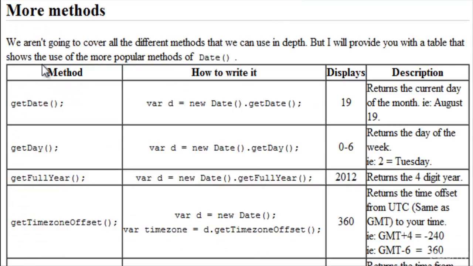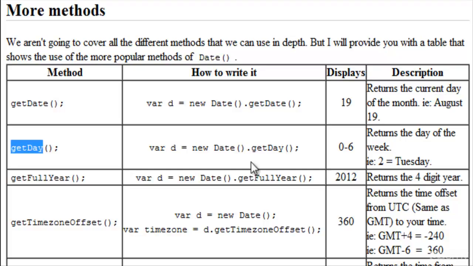There are more methods. We aren't going to go over all the different methods that we can use in depth, but I will provide you with a table that shows the use of more popular methods of the date object. So first one, we have getDate. We write that with variable d is equal to new Date().getDate(). And this would display a number such as 19, and that's because it returns the current day of the month. For example, August 19th. So it would return 19.